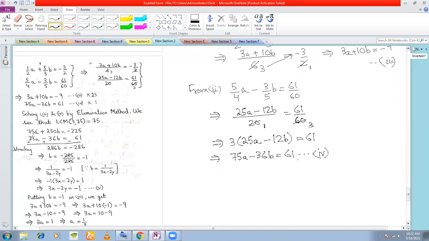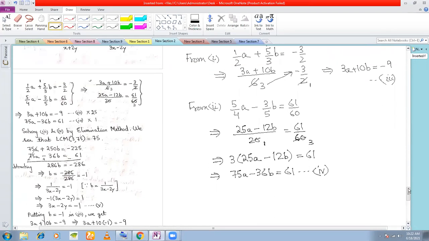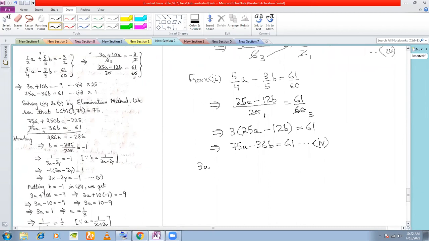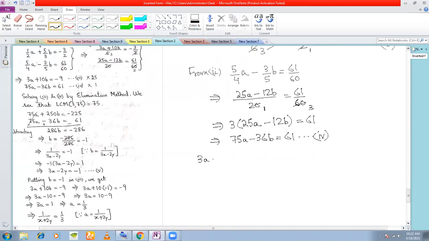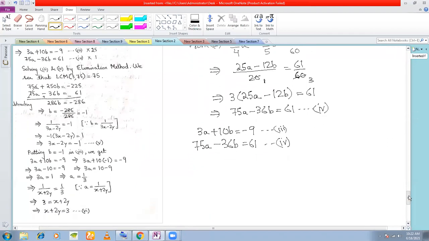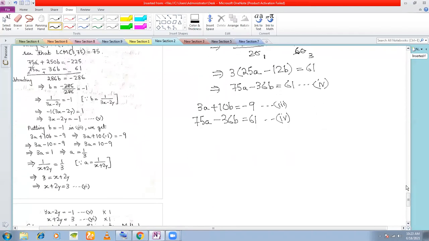Now see, 3 and 4 are two simultaneous equations in a and b. You want to solve these two. So let us first write them together: 3a + 10b = -9 and 75a - 36b = 61. Now we'll decide which method to use. None of the coefficients of a and b are 1, so it is always better to use the elimination method. So how do you use the elimination method?